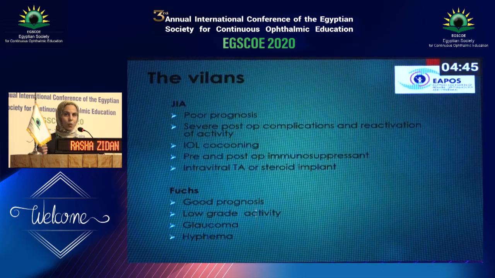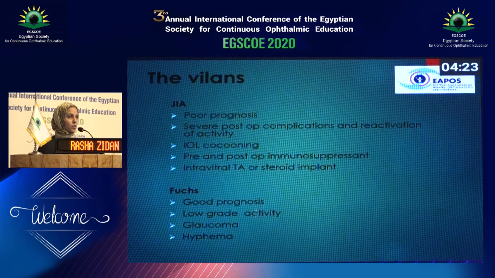Just a few words about each type of uveitis. The most common form in the pediatric age group is juvenile idiopathic arthritis. These patients have poor prognosis after cataract surgery because of the exacerbation and reactivation of their activity. It is recommended by certain authors that you wait 12 months before implanting an IOL.